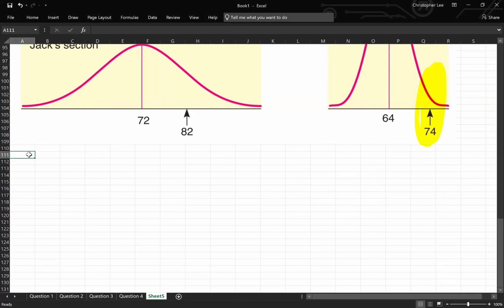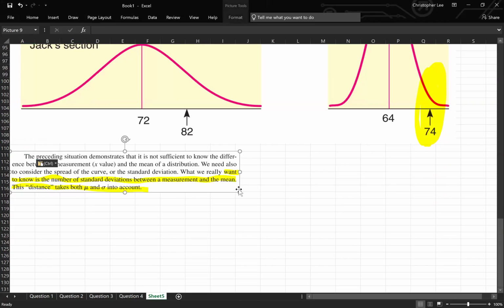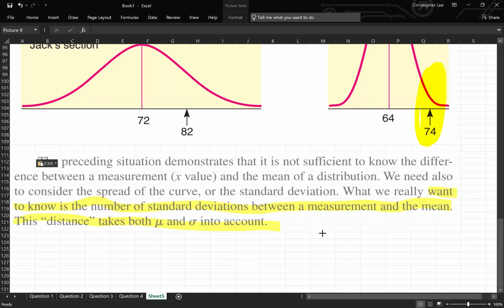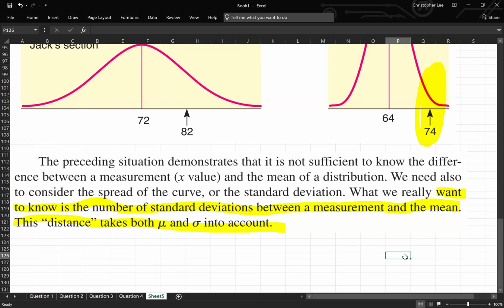So the preceding situation demonstrates that it is not sufficient to know the difference between the measurement x value and the mean of a distribution. We need also to consider the spread of the curve, or the standard deviation. What we really want to know is the number of standard deviations between a measurement and the mean. This distance takes both the mean mu and the standard deviation sigma into account. That's what we're looking for.